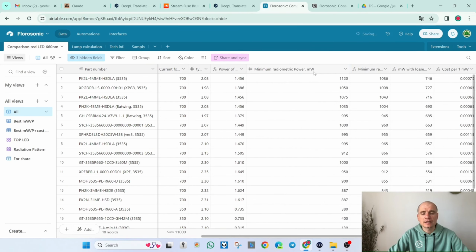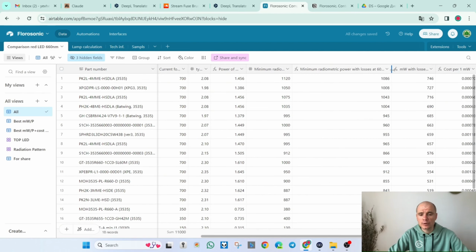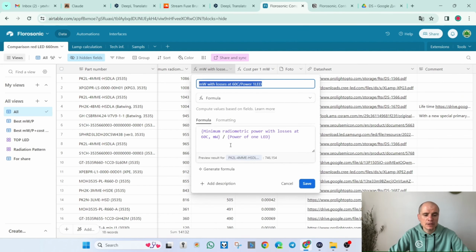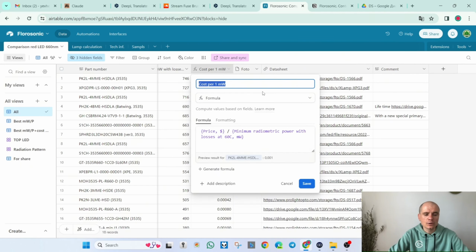Next is the minimum radiometric power in milliwatts. In the next field you can see information about the minimum radiometric power with losses at 60 degrees. And next, this is one of the two most important parameters for choosing the best LED for my lamp. This value is calculated by dividing the minimum radiometric power with losses at 60 degrees by the power of one LED. The second most important parameter is the cost per milliwatt of radiation energy. This value is also calculated by the formula: price divided by the minimum radiometric power with losses at 60 degrees.